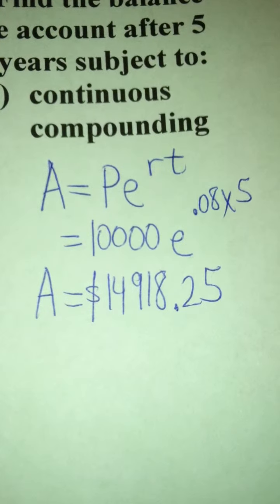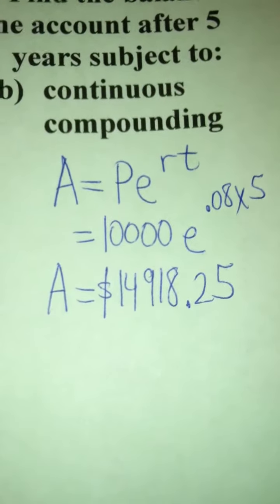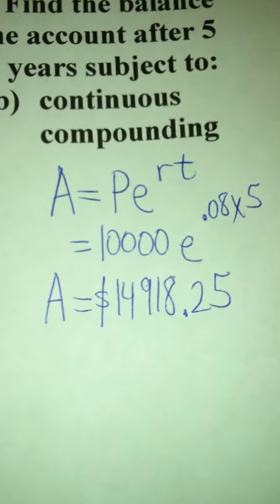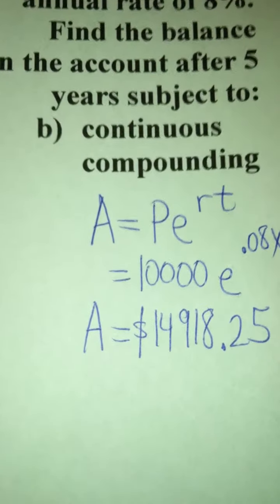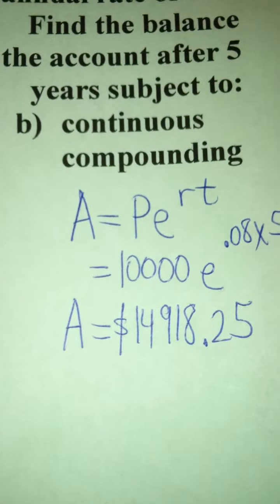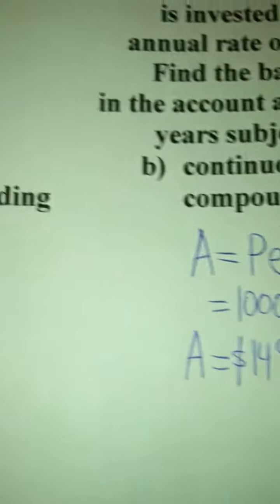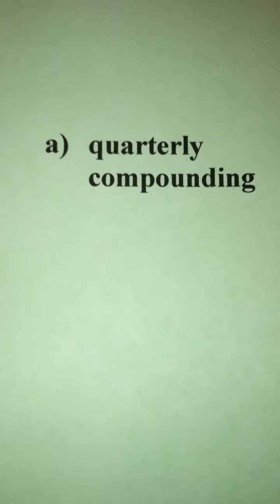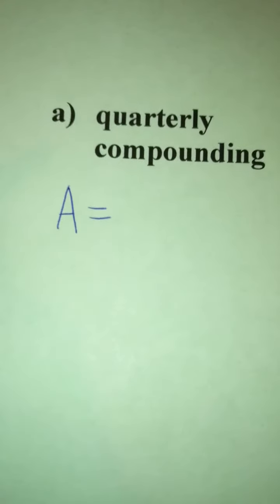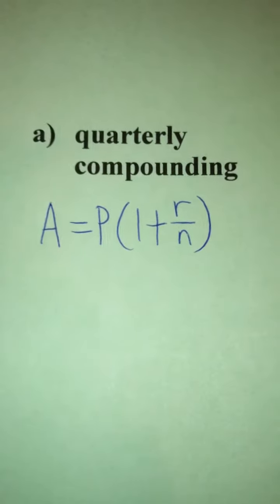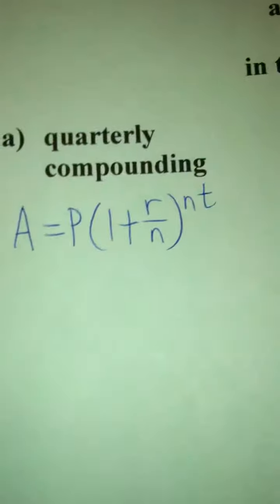Now, let's say, for instance, it's compounded other ways besides continuously. If it's compounded other ways, you have to use a different formula. So let's move on over here and figure out how much is in the account if it's compounded quarterly. Here's the formula you would use. It has the same given information, but it's a different formula.